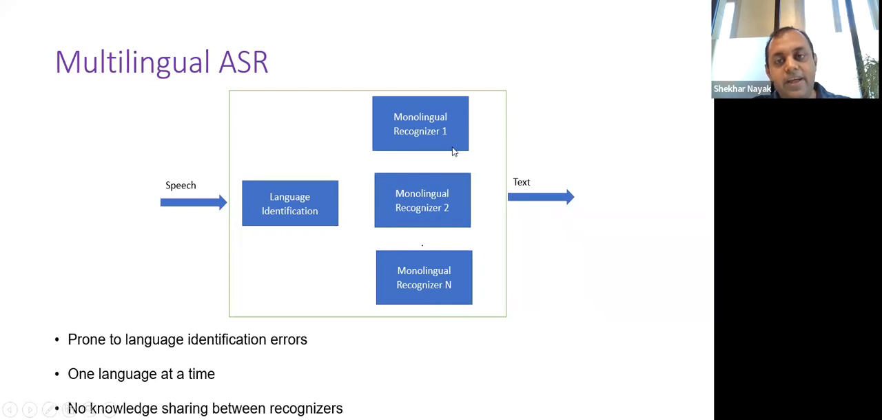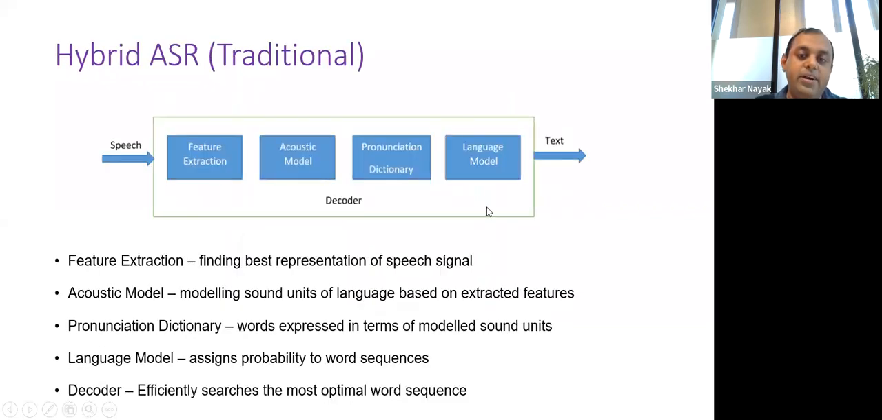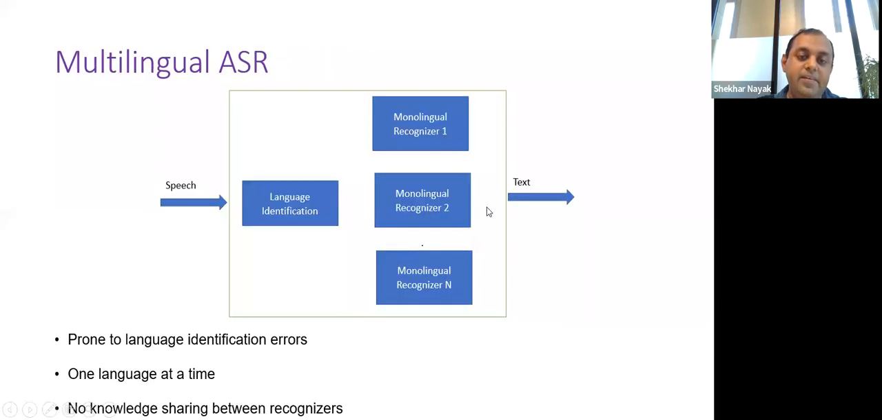Let us consider an example of Indian languages. If you have Tamil, Telugu, Gujarati, Hindi, Kannada, and so on. So you have different languages. So you build such recognizers, the hybrid models, for each language separately. And basically you should have a language identification system which can identify from the speech which language it is. If it is language one, it should go to the monolingual recognizer one, and then it will produce the corresponding text. Otherwise it should go to whichever language is detected by the language identification system.